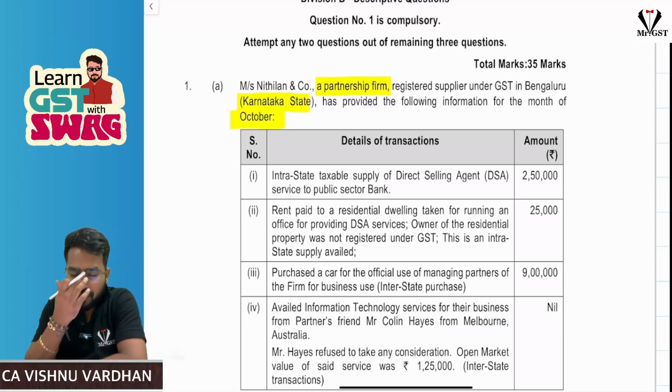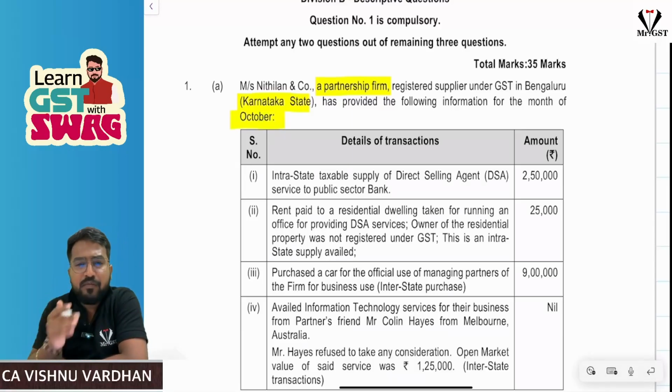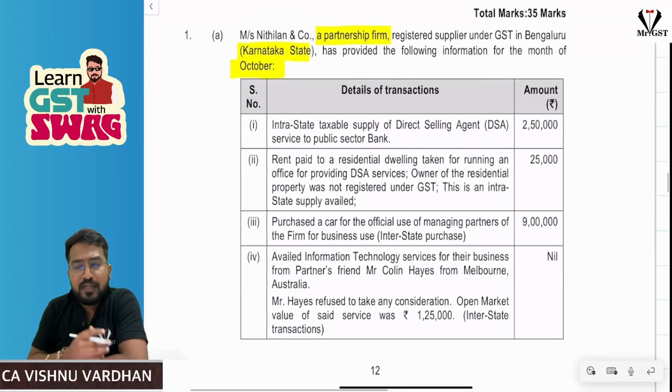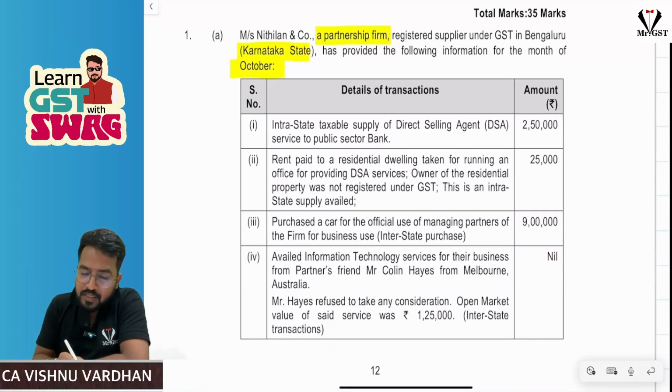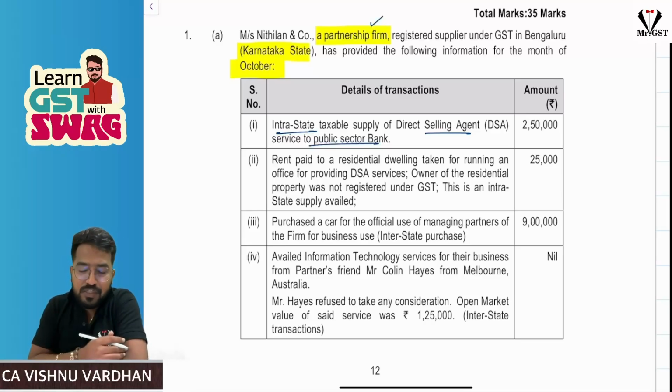Okay, so now coming to the point. As I told you, anytime you are reading the question, when you are decoding the information, you should see whether it is a supply, outward or inward, taxable or exempt, RCM, FCM, and CGST, SGST or IGST. If you make notes while reading the question itself, solving the question will automatically be very easy. Here they give an intrastate taxable supply of a direct selling agent to a public sector undertaking. Sir, because this is a partnership firm, this is FCM. RCM will come only for an individual direct selling agent.